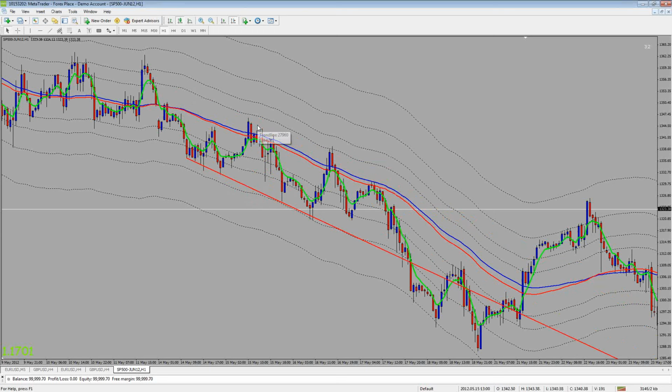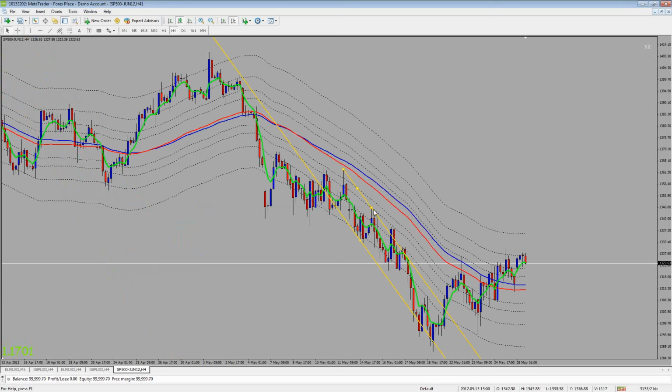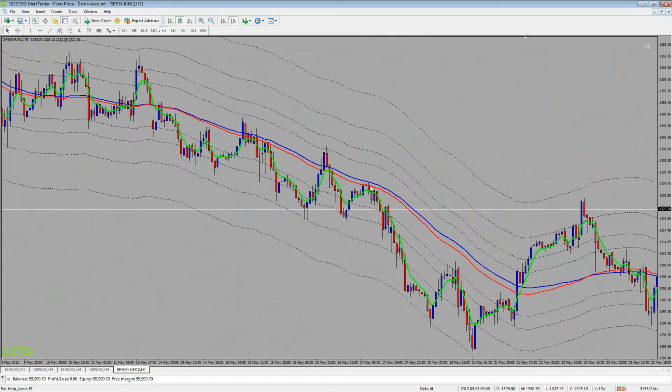maybe a channel here. You know what? Let me just draw a channel. Let's see if there's anything here. Well, not really. In this case, the price reached around here. The channel here is not very clear. I guess it shows well on the 4 hour chart, but I'll try to use the 1 hour chart.